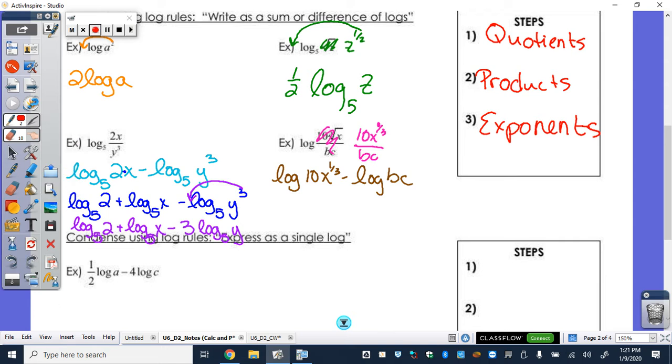So now we have product rules. We have it twice actually. We have 10 times the x to the 1/3, and we also have the b times the c. The log of 10 plus log of x to the 1/3 minus the log of b plus the log of c. And those are in parentheses because b and c were both in the denominator. So that whole thing has to be subtracted there.